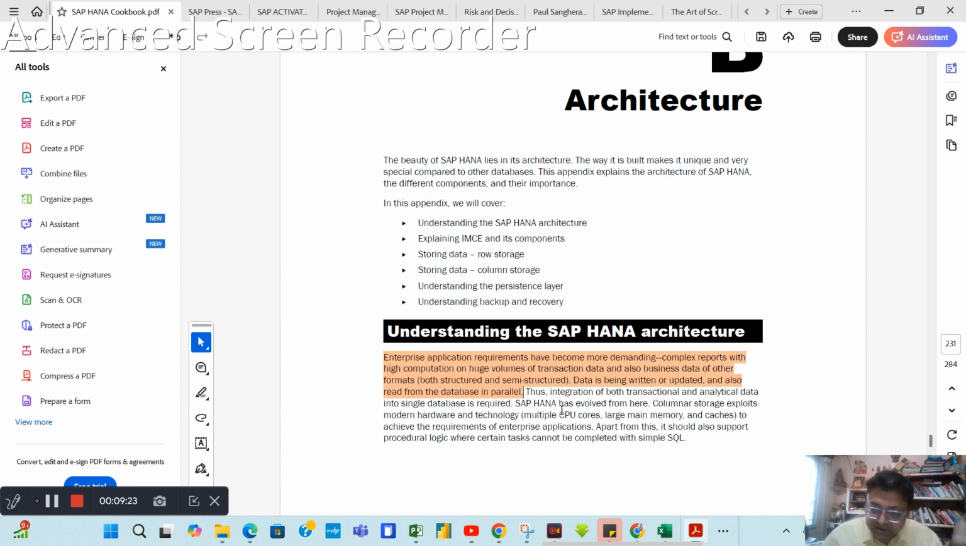There are a lot of ETL tools like BODS, BOBJ, for extraction, transformation, load. You will see a lot of tools are there using which this is happening, and this is one task. As you see here, high computation on huge volume of transaction data, because transactions are continuously happening, so a huge volume of data is getting generated, and also business data in other formats. So transaction data, business data, different types of data are getting populated.